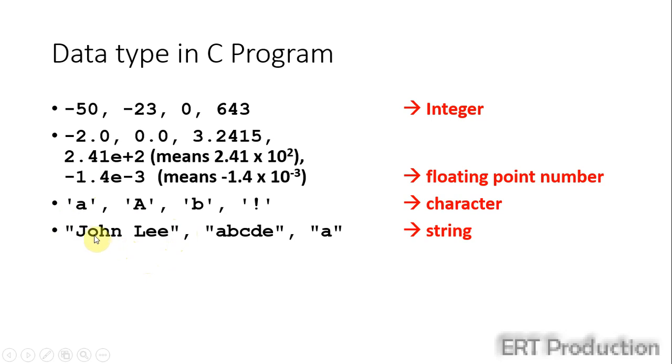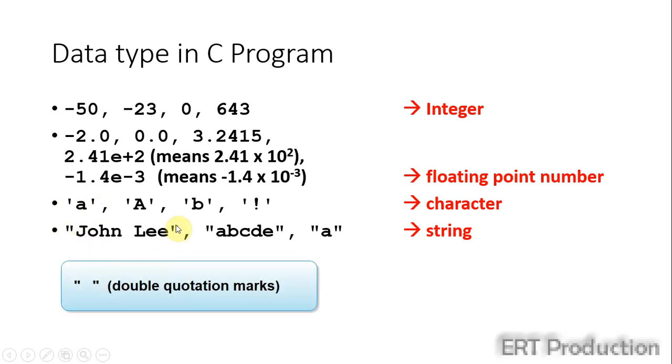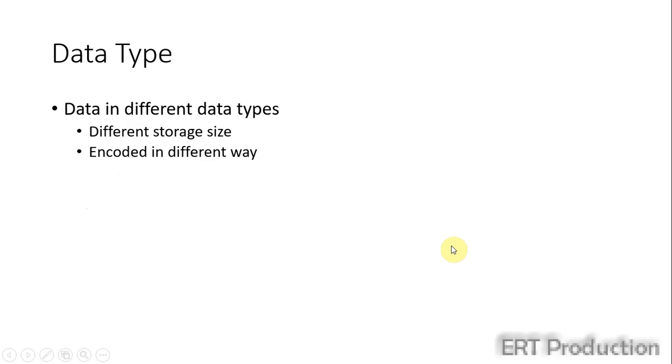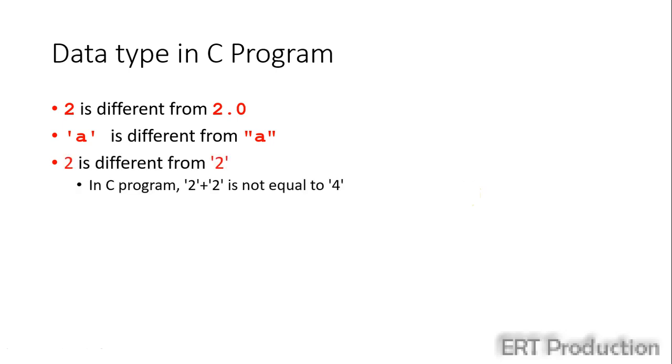Please also note that in C language, we will enclose a character by single quotation marks, while string in double quotation marks. Data in different data types require different storage size and are encoded in different ways. Therefore, in C language, integer 2 is different from floating point number 2.0 in terms of data type. Character A is different from string A in data type. And integer 2 is different from character 2 in data type.